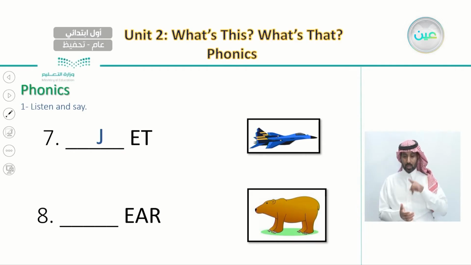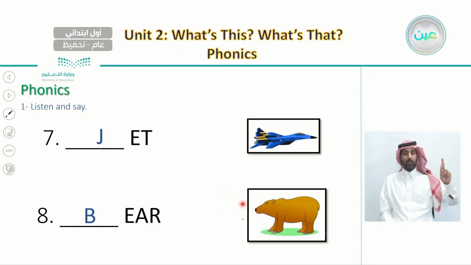Number 8. The letter is B, and we pronounce it as bear. Repeat after me. Bear, bear. Very good. So this is a bear.